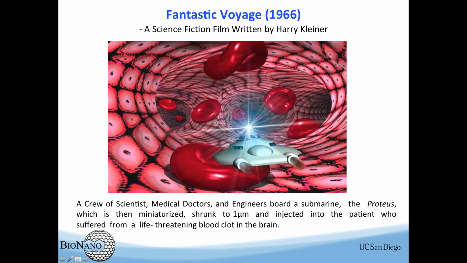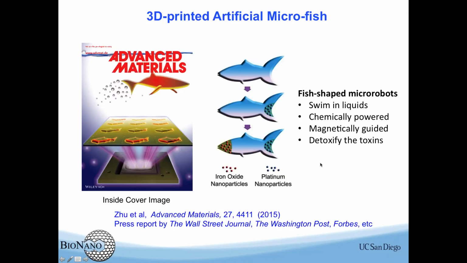Okay, so I like science fiction, and when I watched this movie, I realized that hey, we can do something in terms of creating such kind of nanobots or microbots. So that actually triggered us to do this work called 3D printed artificial microfish. So for moving in bloodstream, we need to think about something in nature that can move in the solution, in water, for instance, and fish is one of them. That's why we pick fish.